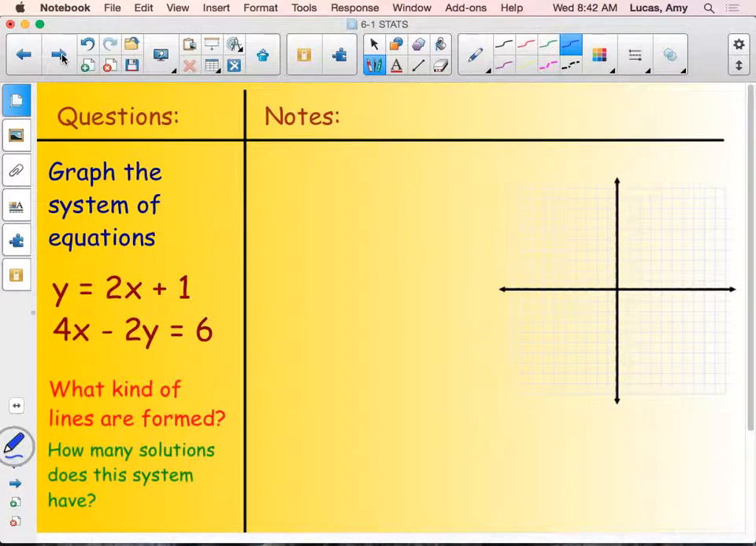Okay, second example. My first line is ready to graph. That one's blue. Start at 1, and I go up 2 over 1, or reverse it. And then I can draw my line. That wasn't a very straight line.